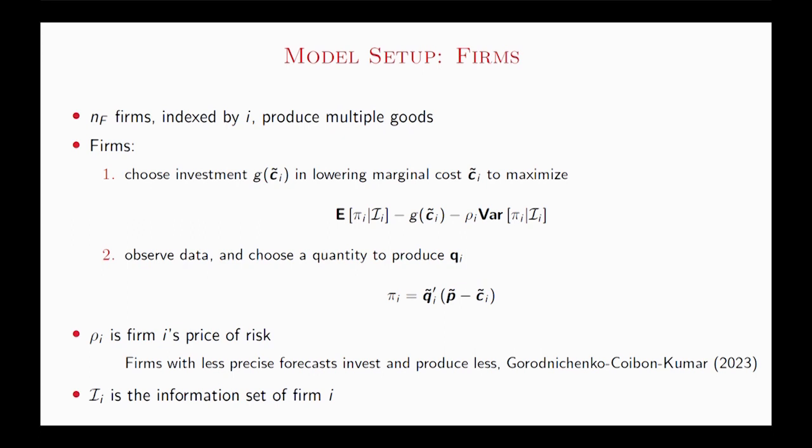Now, the key thing for us is you can see that in the profits of the firm, there's a term that includes a variance. And that variance is basically measuring how averse you are to risk. Typically we assume that firms are risk neutral, but there's a lot of evidence that firms actually do price risk and that risk plays a role.